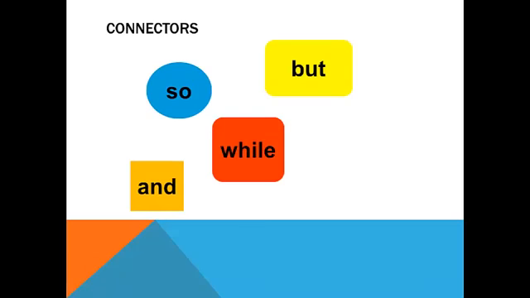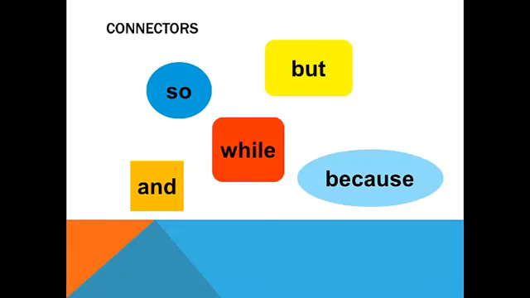Let's continue with the other one. And then we have the connector and. The connector and is one of the easiest to use. The connector and helps us join two objects, or maybe two ideas as well.